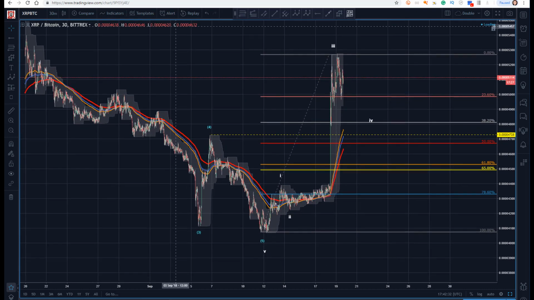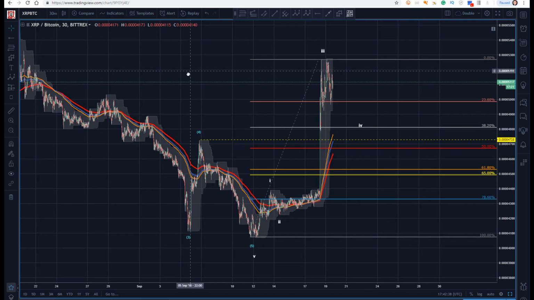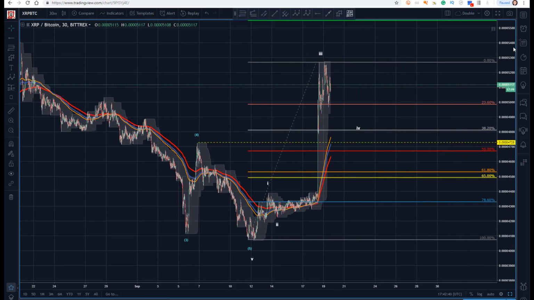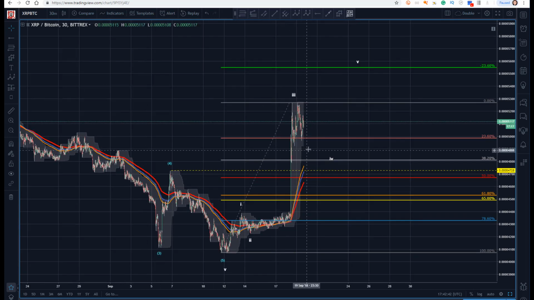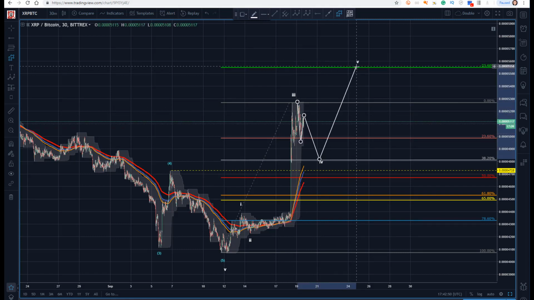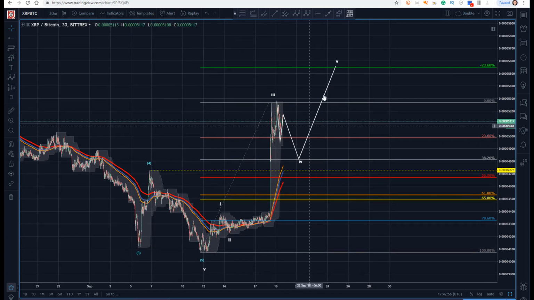What makes it problematic here is that we have unresolved targets down here. So I wouldn't be loading up here just yet. What I would suggest is let's see if this completes. Do we come down here the way we would anticipate? If we're just doing A, B, C before we go up here, then I get more excited about it as a potential trend change. Right now, we've got a long way to go.